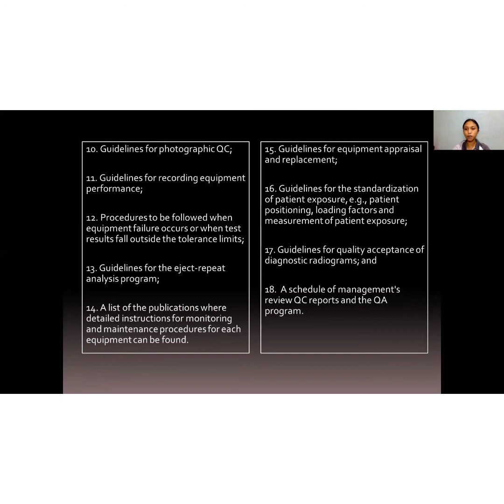standardization of patient exposure, such as patient positioning, loading factors, and measurement of patient exposure. And the next, guidelines for quality acceptance of diagnostic radiograms. And lastly, the manual should have a schedule of management's review of quality control reports and the quality assurance program.